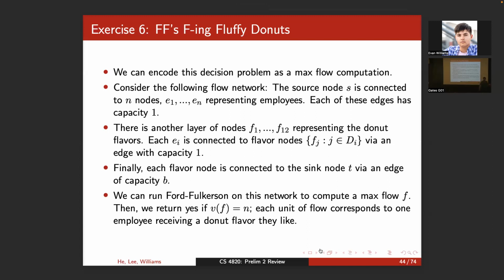Okay, so then you can just run Ford-Fulkerson on this network, right? And if all of the edges leaving the source are saturated, then we know that every single employee was able to get their donut, one donut. Otherwise, the answer is no. So does this make sense?